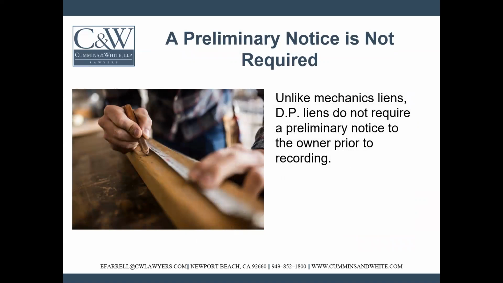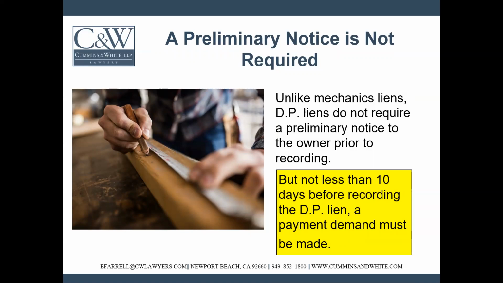When we're talking about some of the differences that a design professional lien allows, one of the things is that a preliminary notice is not required. So unlike mechanics liens, design professional liens do not require a preliminary notice to the owner prior to recording. That's because the design professional is expected to already have a contract with the owner to effectuate the lien remedy.